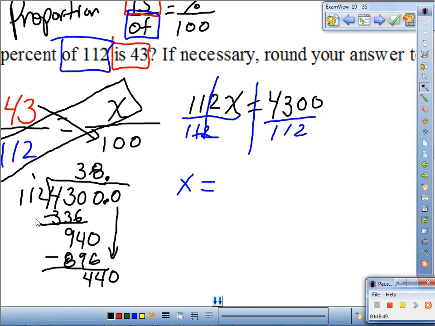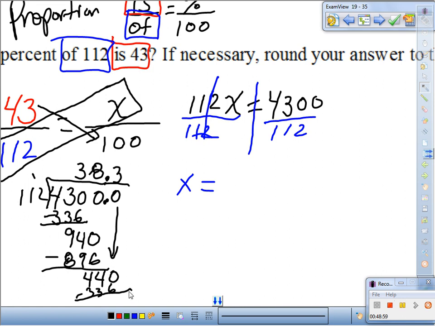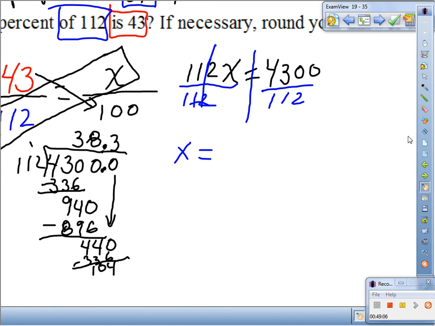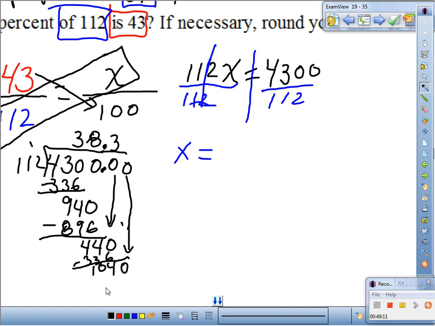All right, 112 fits in there 3 times. Is that correct? Yes, that's 336. Subtract. That gives me 104. So far, so good? Bring down the 0. 112 into 1040. How many times?